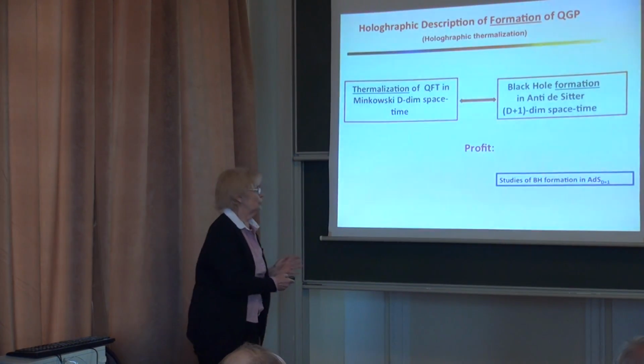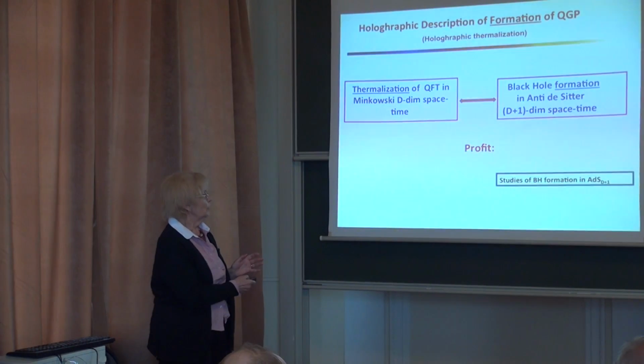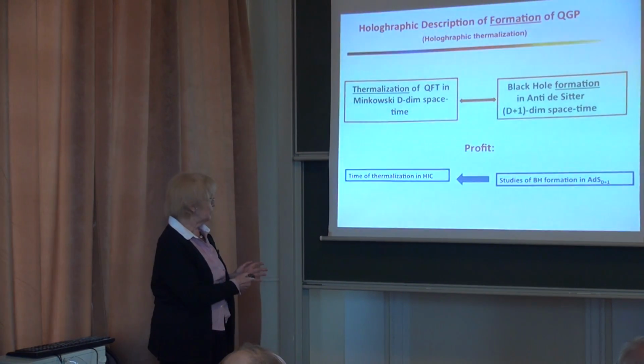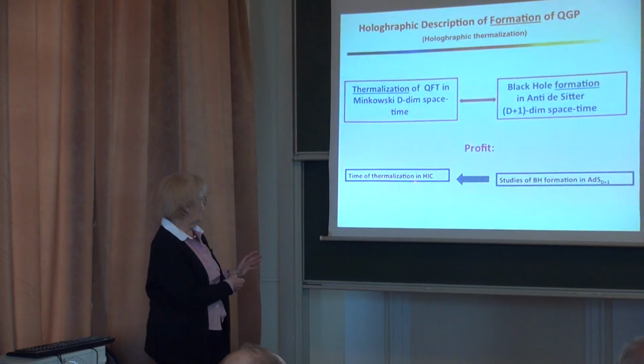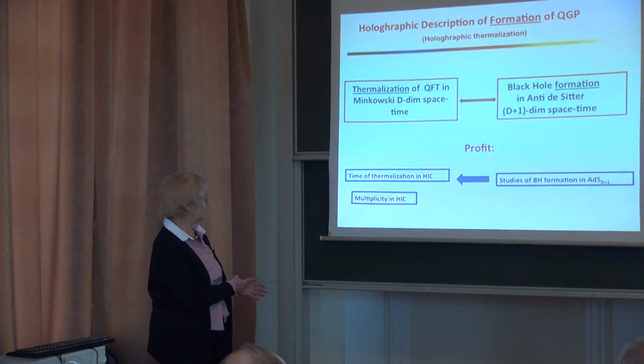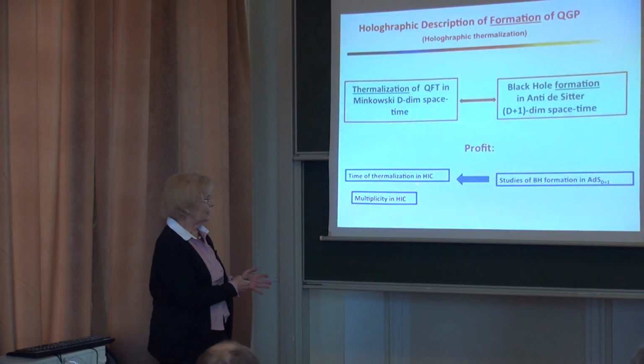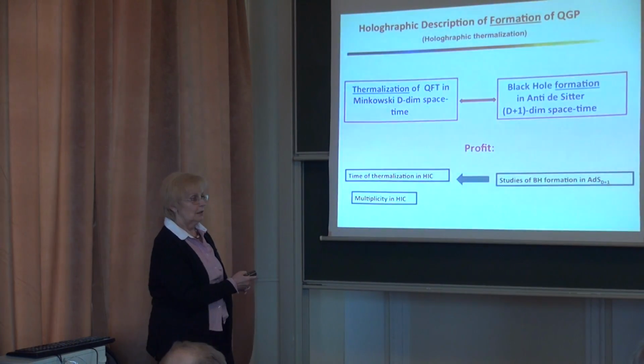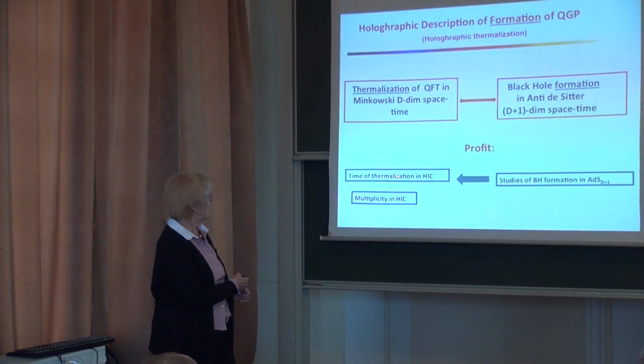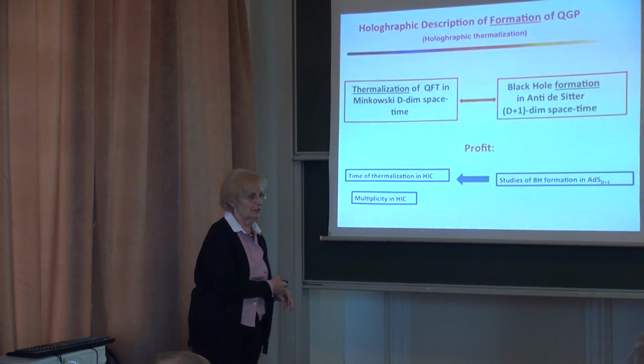What can be the profit from this approach? First of all, from the study of black hole formation in the d+1 dimensional case, we can expect to find the time of thermalization in heavy ion collisions, and also we can try to calculate the multiplicity, which is just the number of particles produced in heavy ion collisions. All of these numbers are just experimental data. Minkowski d-dimension is the boundary.